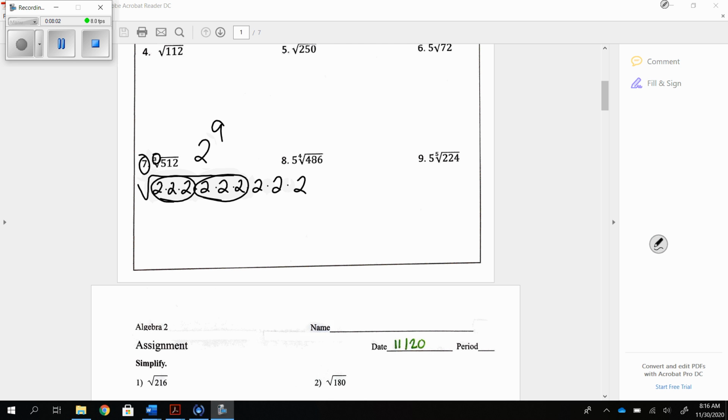But again, on number 7, we're doing cube root, so we find trios. So we have 1, 2, 3. So they all come outside the root. 2 times 2 times 2. 2 times 2 is 4. 4 times 2 is 8. And that is our final answer.